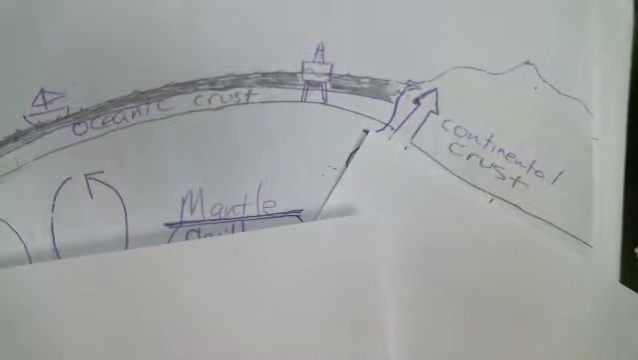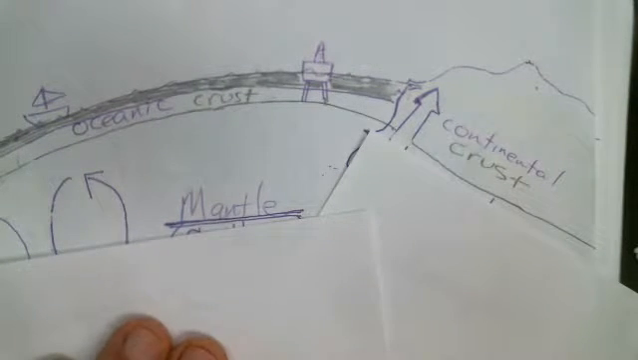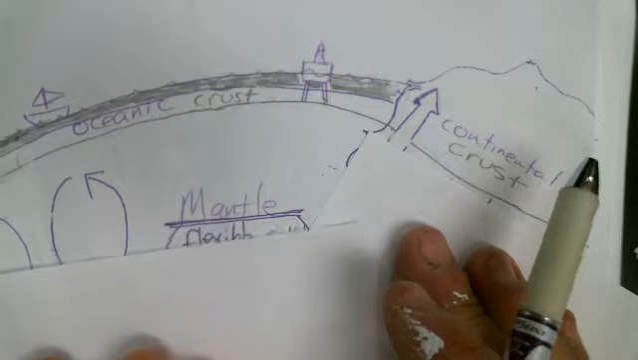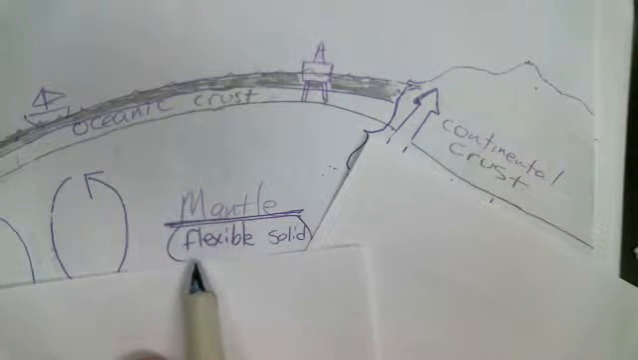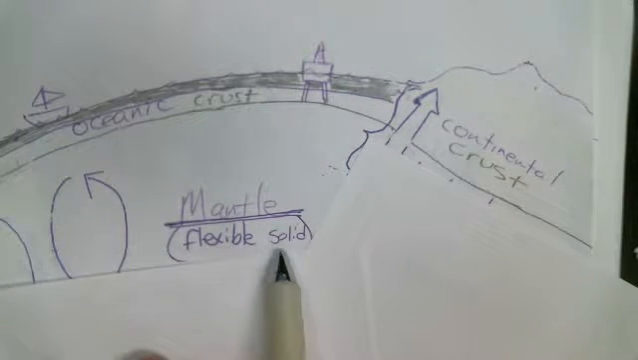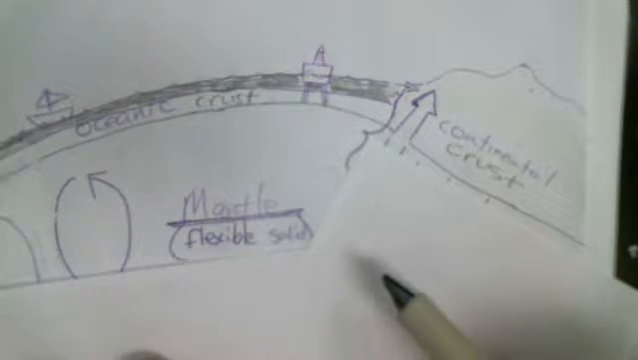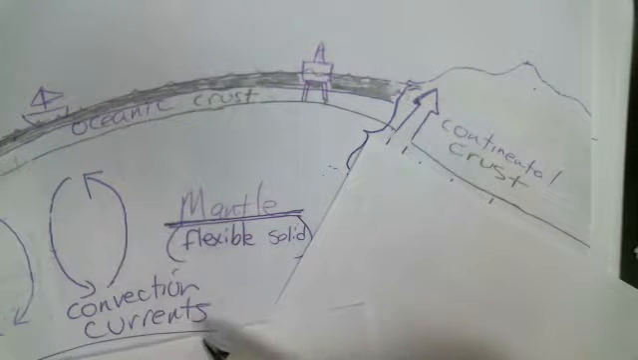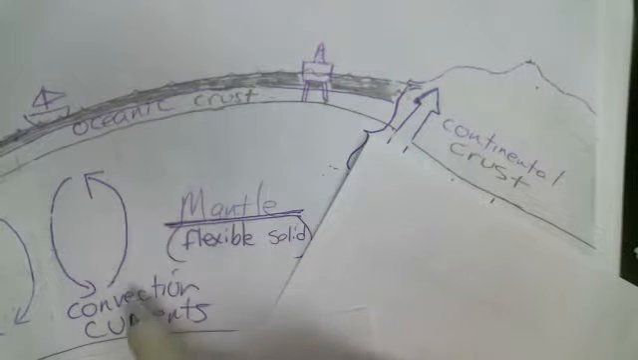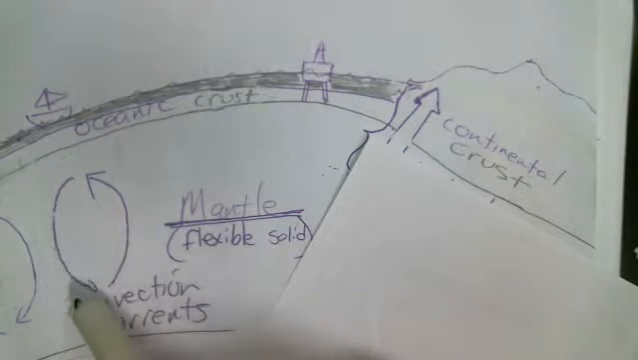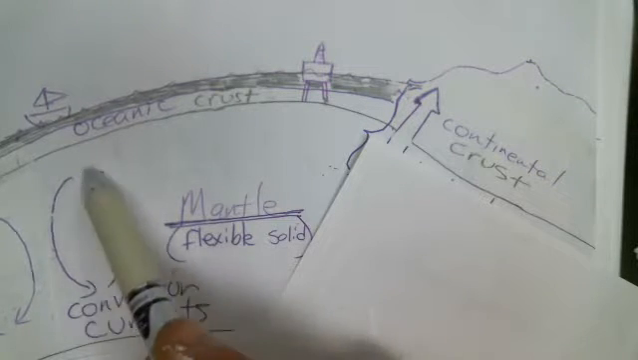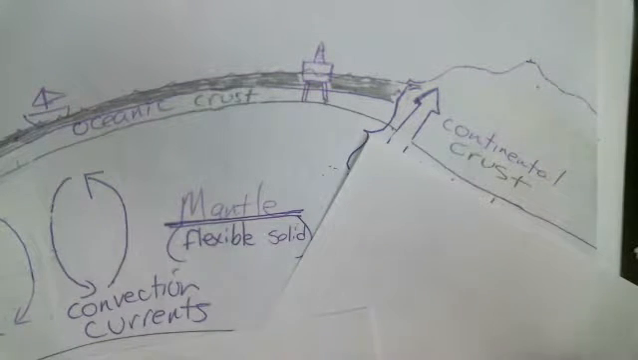The mantle is a section underneath the crust, whether it be the continental crust or the ocean crust. And the mantle is a flexible solid. Please write down flexible solid. Since it is flexible, it can flow in convection currents. So hot mantle can rise up and cool mantle can sink. So we have these things that have been going around and around and around in the mantle.